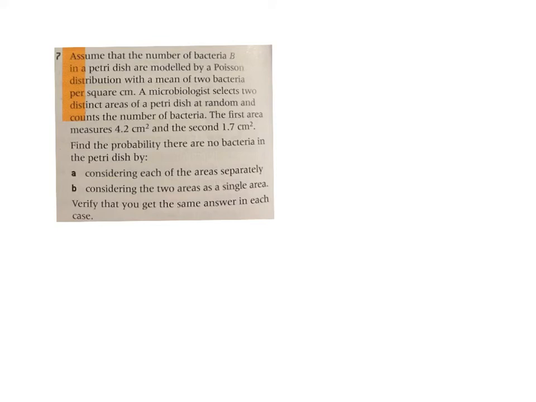So I'm going to take a look at this one here. We have bacteria in a petri dish modeled by a Poisson distribution with two bacteria per square centimeter. A microbiologist selects two distinct areas, two bacteria per square centimeter. That's important. And it counts. The first area is this one. So my first area we'll call X.